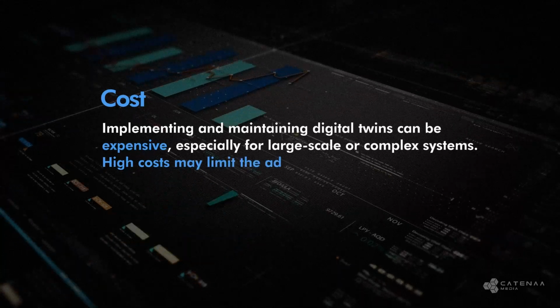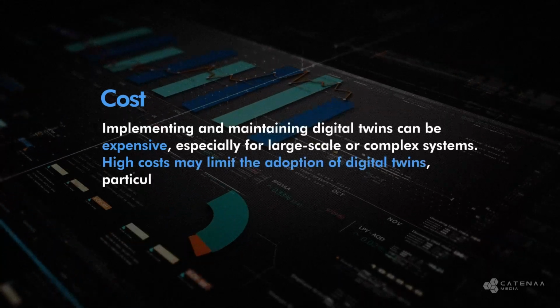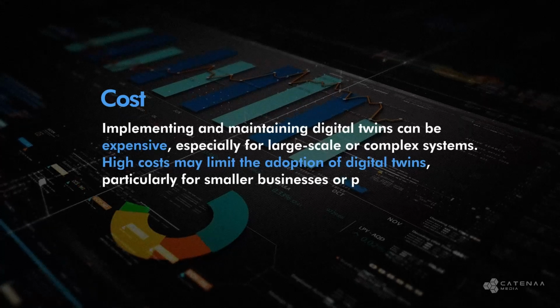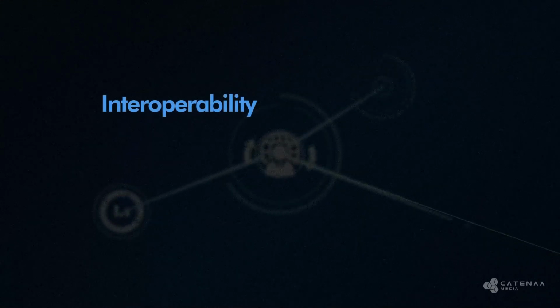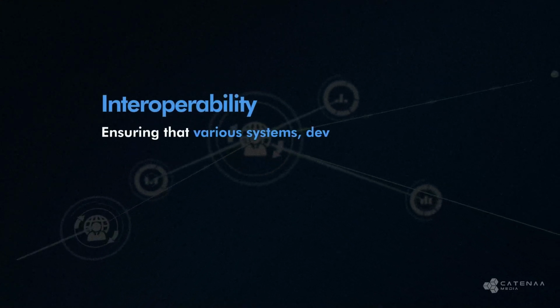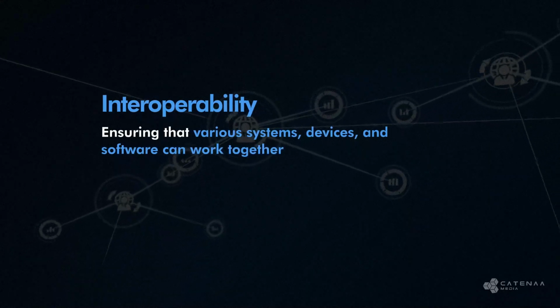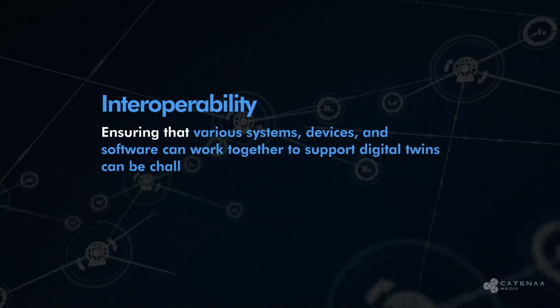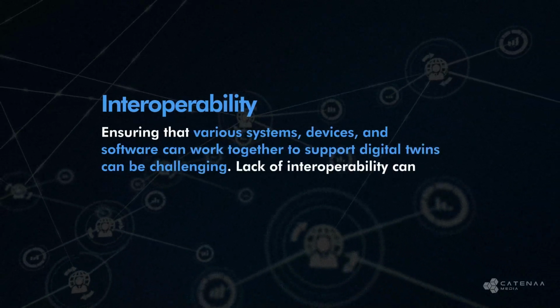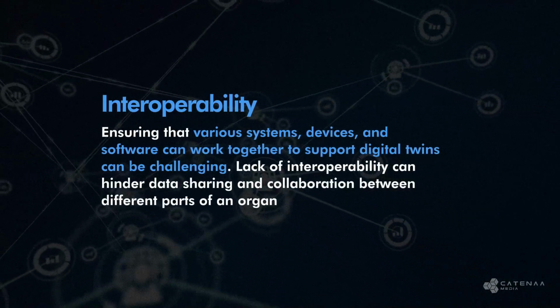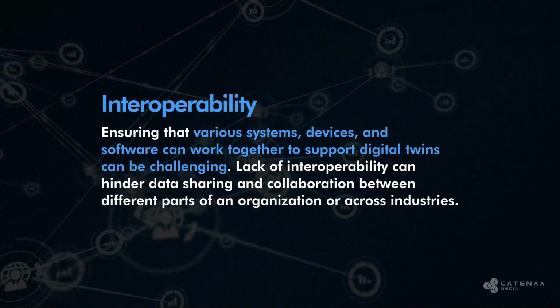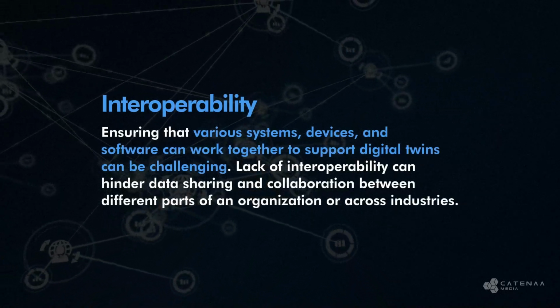High costs may limit the adoption of digital twins, particularly for smaller businesses or public organizations with tight budgets. Interoperability. Ensuring that various systems, devices, and software can work together to support digital twins can be challenging. Lack of interoperability can hinder data sharing and collaboration between different parts of an organization or across industries.